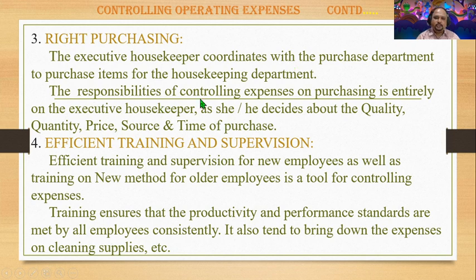The responsibility of controlling expenses on purchasing is entirely on the executive housekeeper, as he or she decides about the quality, quantity, price, source and time of purchase. So right purchase is very important. We have another video where we'll discuss the principles of purchase, where we'll be seeing all these points in detail. The fourth point, which is very important for controlling the operating expenses, is efficient training and supervision.